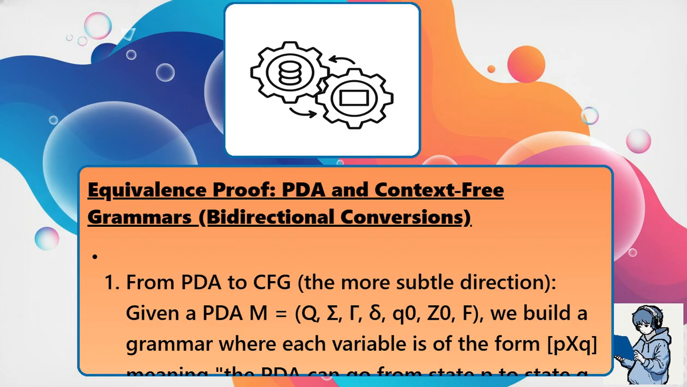Given a PDA M = (Q, Σ, Γ, δ, q0, Z0, F), we build a grammar where each variable is of the form [pXq], meaning the PDA can go from state p to state q while popping the stack symbol X and possibly pushing others, and reading some substring of the input.